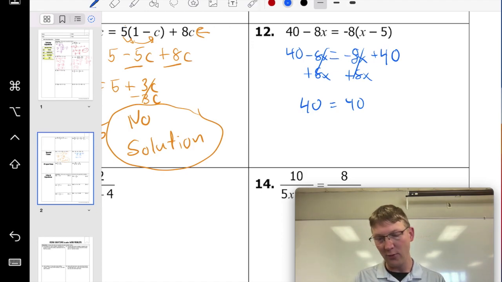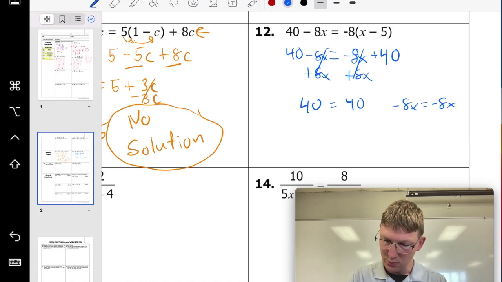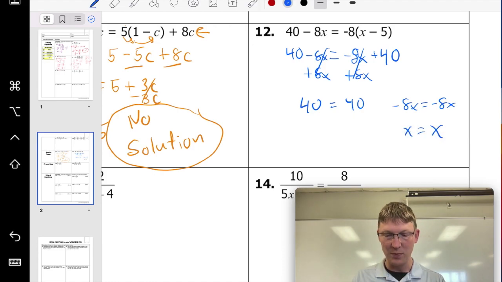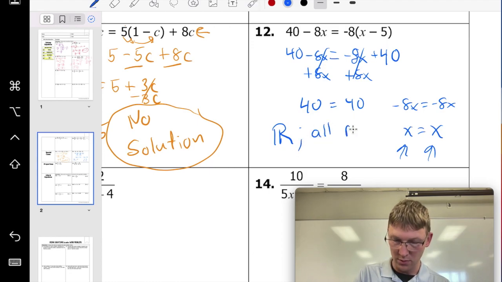Or if you were to cancel out the 40s, you would have something like negative 8x equals negative 8x, which could simplify to x equals x. These are all true statements, but they're not helpful. So what that means is that our solution is all numbers. I can plug any number in for that x, and it's going to equal itself. So your answer would be all real numbers.